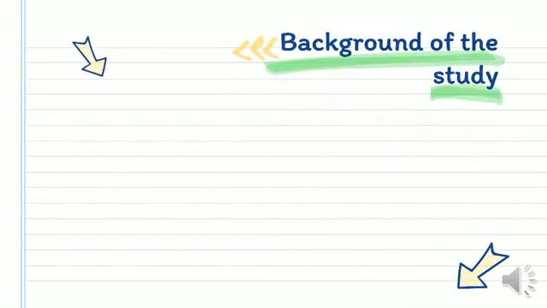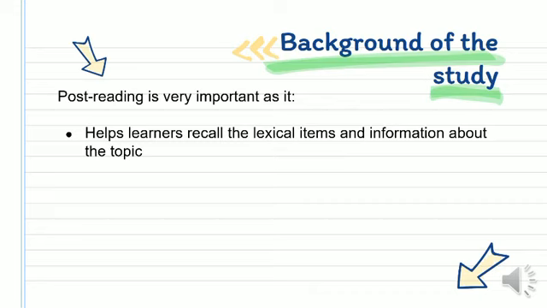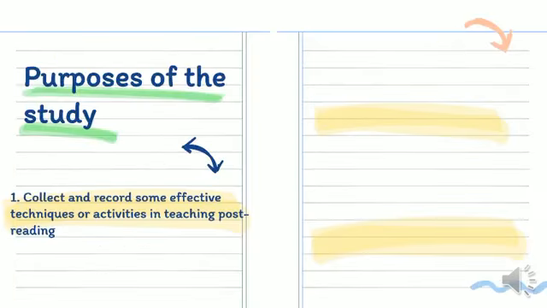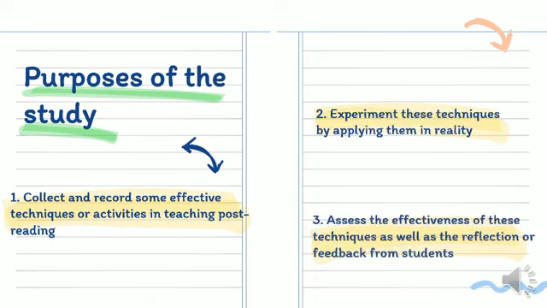With the first part, the introduction, I will give you the background of the study: post-reading is very important as it helps learners recall the lexical items and information about the topic, provides students a chance to use those language items and information in productive activities, and is a time for students' reflection. The purpose of the study is to collect and record some effective techniques for teaching post-reading activities. We experiment with these techniques by applying them in reality and assessing their effectiveness as well as the feedback from students.